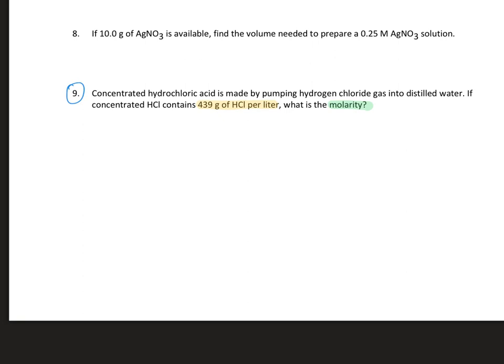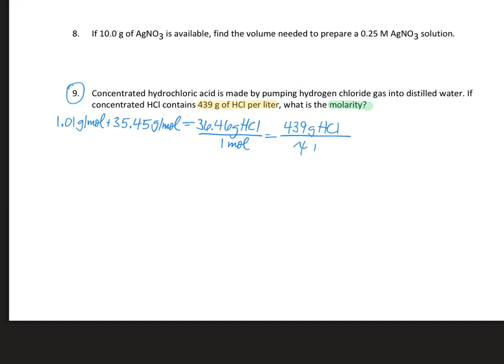So this time I want to look up the molar mass of H and Cl from the periodic table. It's going to be 1.01 grams per mole for hydrogen plus 35.45 grams per mole for chlorine, and that's going to give us a total molar mass of 36.46 grams HCl per 1 mole. Again, we can proportionally solve. If we have 439 grams of HCl, we want to find X moles. Cross multiply, find X.